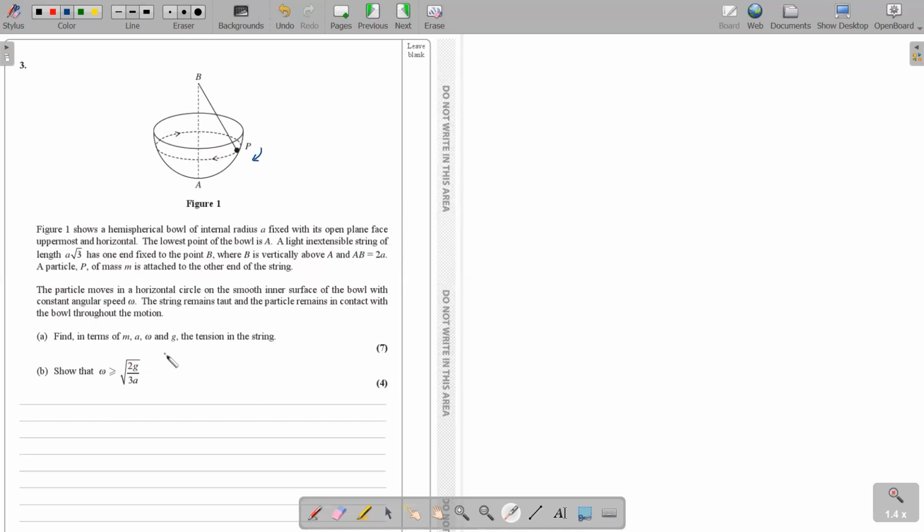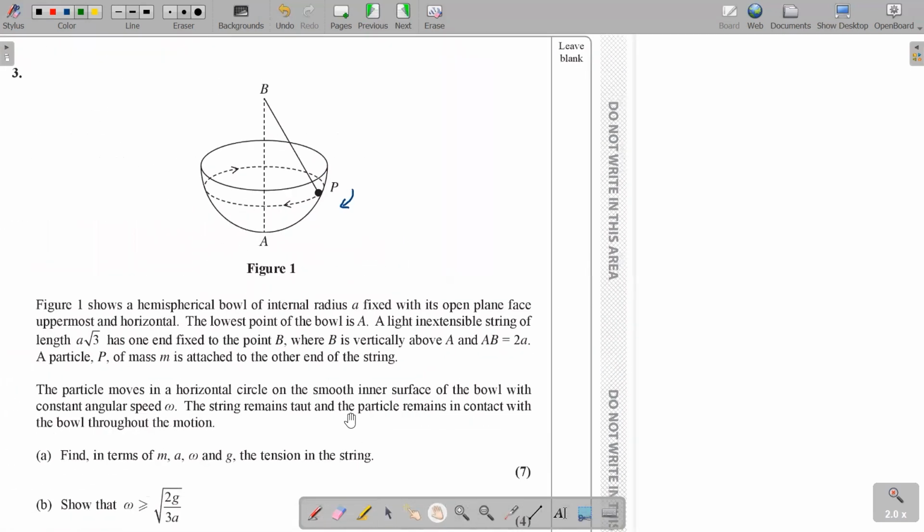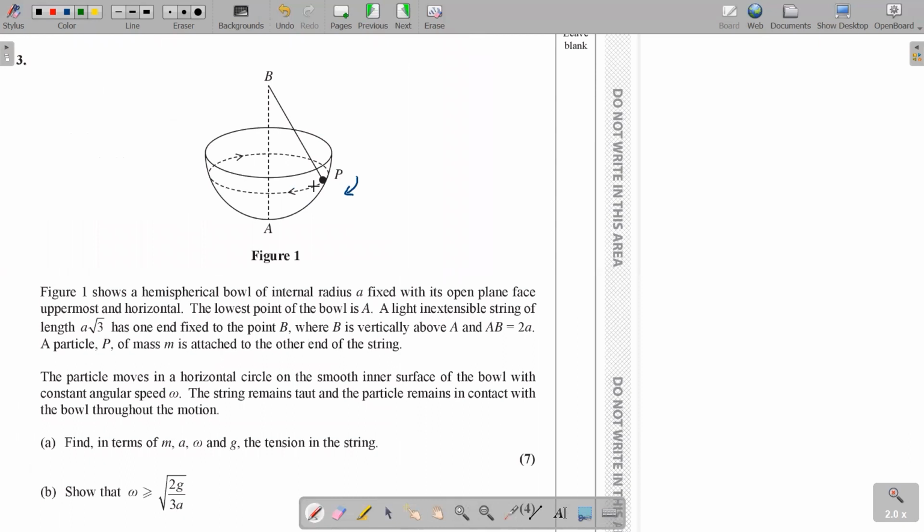Before we find the tension in the string, what is the first thing we need to do? Mark all the forces. So what are all the forces we have? Number 1, the first thing that we have here is the tension, right?